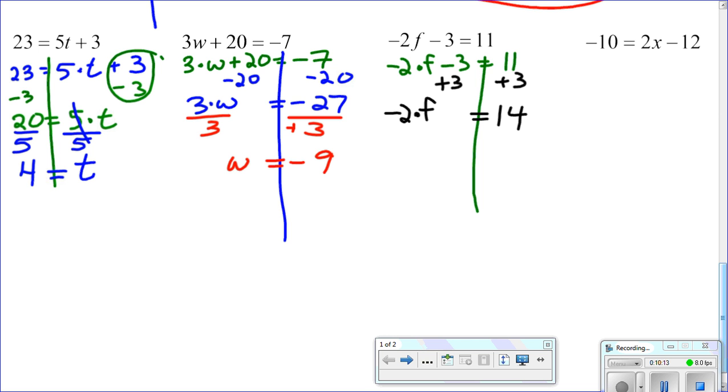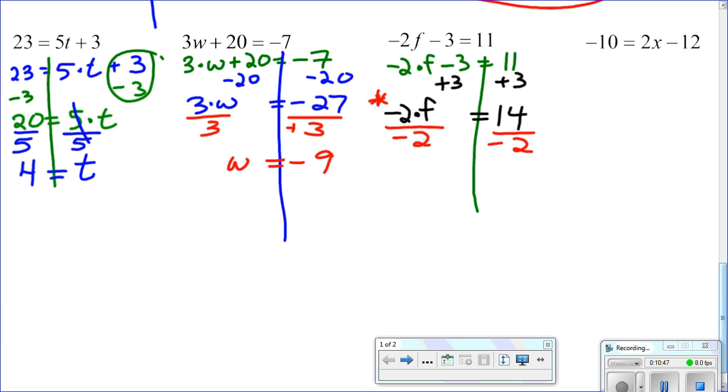Now, at this stage, many of you would want to go plus 2, plus 2. That is not what we are going to do because it is not f take away 2. That's not what we're dealing with. We are dealing with a negative 2 times f. And the opposite of multiply is divide. So we are going to divide by the coefficient of negative 2 on both sides. This is the most common place where you guys will make mistakes. So please be very clear in your notes about this process.